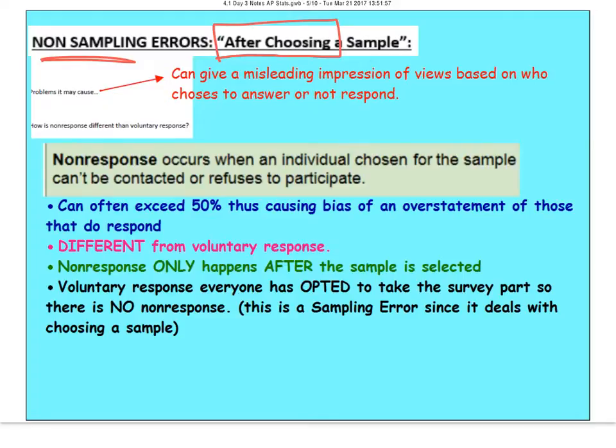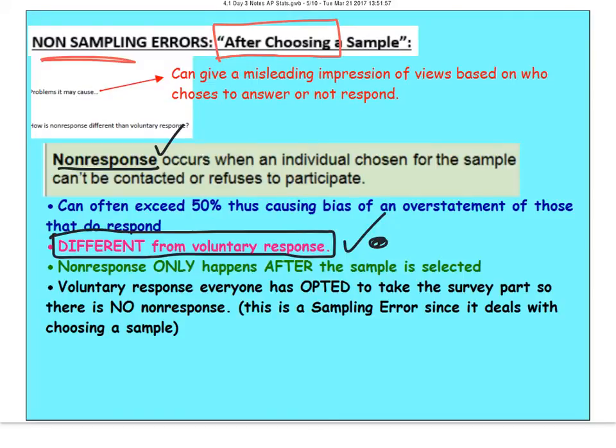It's important to note that non-response is actually different from voluntary response. Remember, voluntary response is about how you choose your initial sample, and it's not a good method. Non-response means I've already chosen how I carry out my sample, it's just that no one responded. Non-response only happens after the sample is selected.